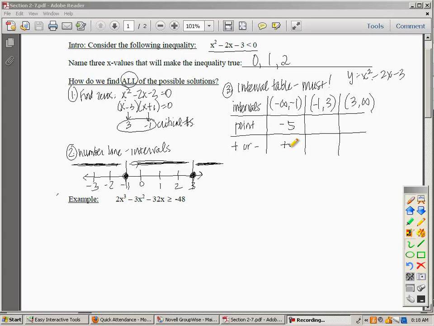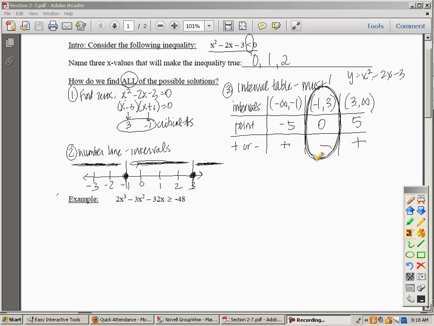If I pick a number from negative 1 to 3, I'm going to pick the easiest one I can, 0. And we showed above that 0 would get us a negative answer. And the third one, pick from 3 to infinity, I'm going to pick 5 again. This ends up getting me a positive answer. My goal was to get a negative answer because I want it less than 0. So I'm looking then at this interval.